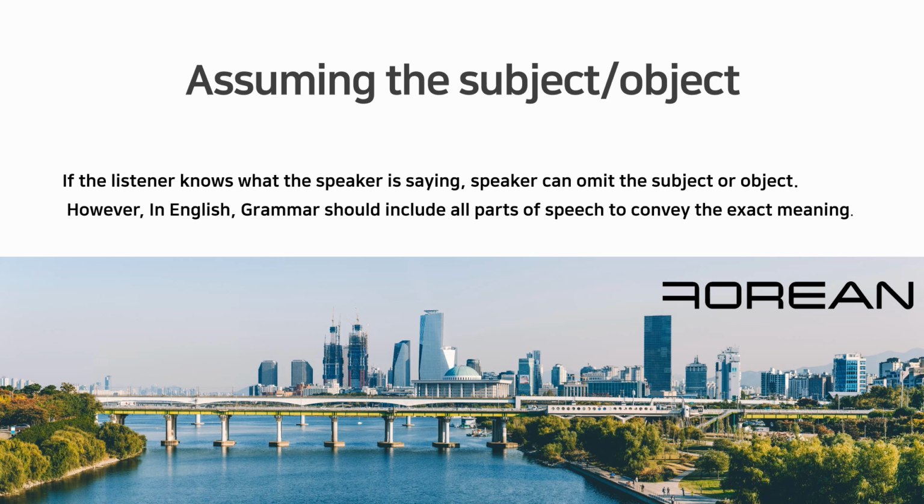So, what you need to know and keep in mind is the difference between your language and Korean. I will teach you based on English, but you can compare to your language too. First difference is assuming the subject or object. If the listener knows what the speaker is saying, then speaker can omit the subject or object. However, in English, grammar should include all parts of speech to convey the exact meaning.